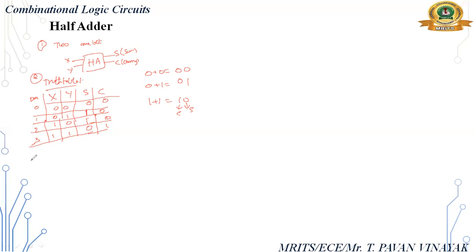Next, write the expressions, third step. S is equal to sigma 1, 2. Carry is equal to sigma 3. Next, Boolean expressions and minimization. S is equal to sigma 1, 2, which means x bar y plus x y bar. What does this mean? XOR operation. C means sigma 3; 3 means 11, which means xy. This is the fourth step.